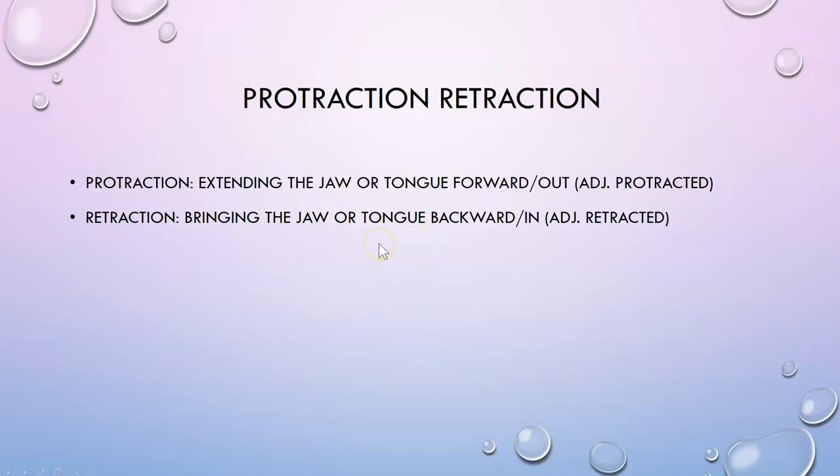The second thing that we've seen a couple of these muscles do is protract and retract. So protraction is the extending of the jaw or tongue forward, in other words, pushing it out. And the adjective we use when we look at it, we could say that the jaw is protracted. Retraction is the exact opposite of that. We're bringing the jaw or the tongue backward or in, and the adjective for that, if we're looking at a jaw, is that it is retracted.